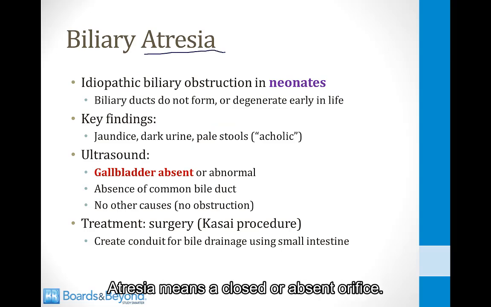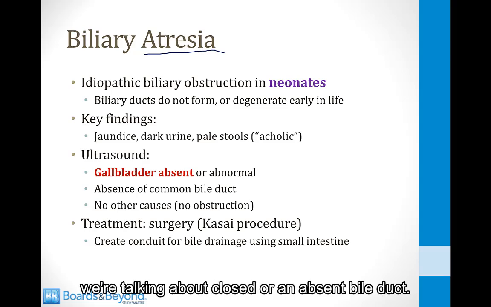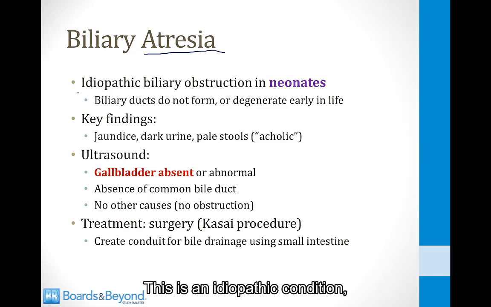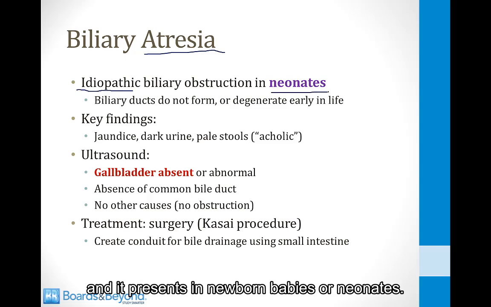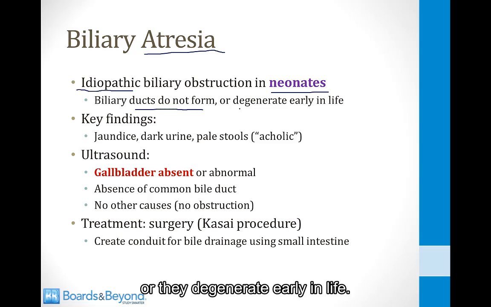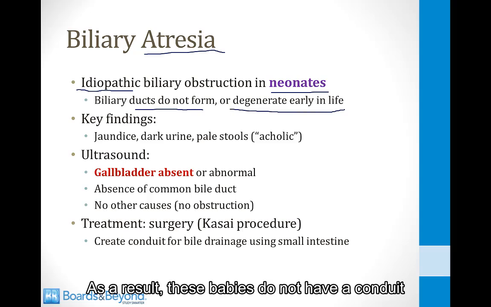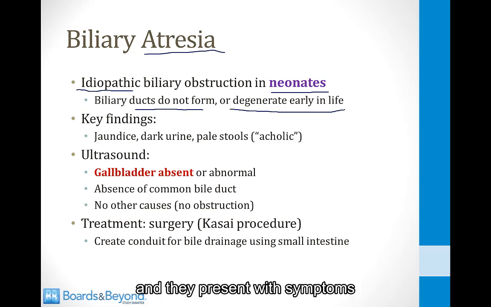Our first biliary disorder is biliary atresia. Atresia means a closed or absent orifice, and in this case we're talking about a closed or absent bile duct. This is an idiopathic condition, which means we don't know what causes it, and it presents in newborn babies or neonates. In these children, the bile ducts do not form for reasons that we don't understand, or they degenerate early in life. As a result, these babies do not have a conduit to transmit bile from the liver into the intestines, and they present with symptoms of obstruction of biliary flow.